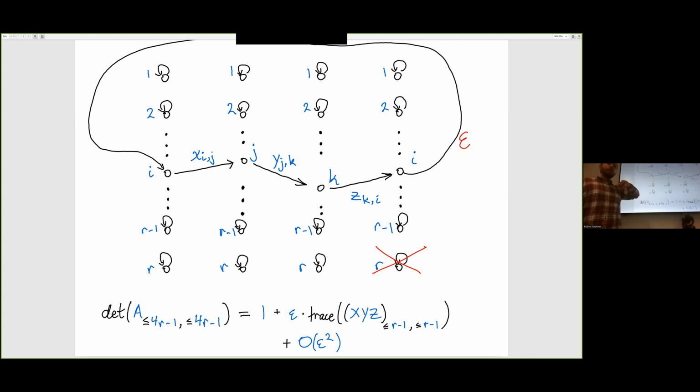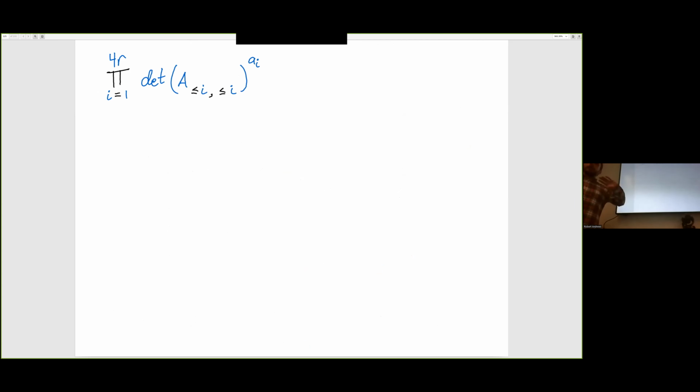So what am I computing? Again, I'm computing the sum over cycle covers, but now I'm dropping all the cycle covers that start at R and end at R, because I've dropped that vertex. So what is this determinant? It's 1 plus epsilon times the trace, but a trace of a submatrix of the product, plus some higher order junk. That's not too bad, because we're still getting a trace. So now I claim that we actually have enough to understand how this product behaves.